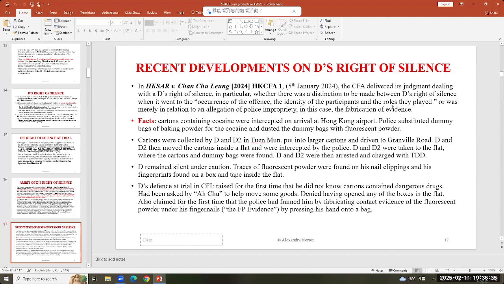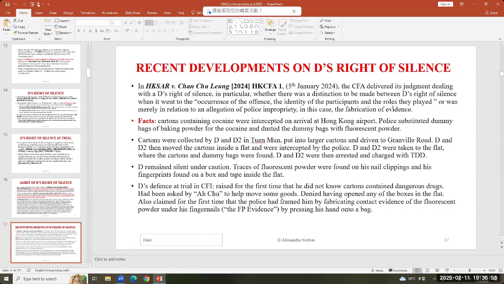So he remained silent under caution. But at trial, he chose to testify. And at trial, he really raised two points for the first time. First, he raised a defense of lack of knowledge of the drugs. He said he had no idea what was in the boxes.